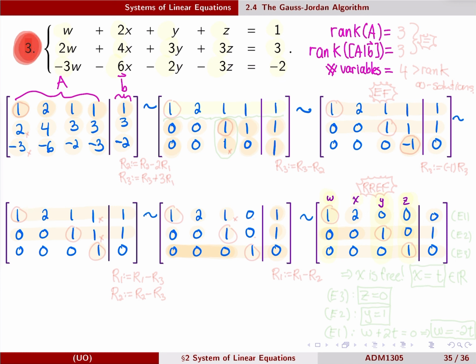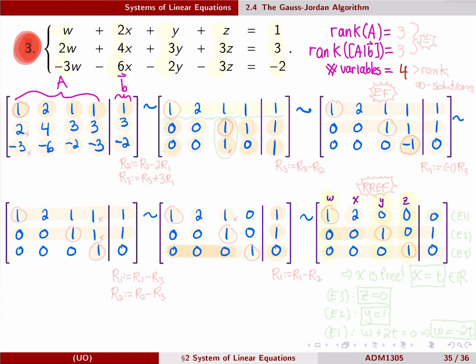Let's go. For our next example, we have a system of linear equations with three equations and four unknowns: w, x, y, and z. So already, if I ask you the number of variables for that system, you can write 4. If we can use this number later, we will. As usual, as soon as you have a system of linear equations, you construct the augmented matrix.